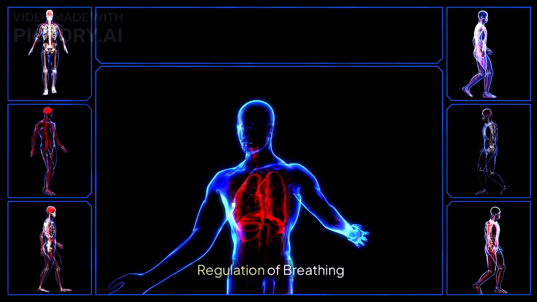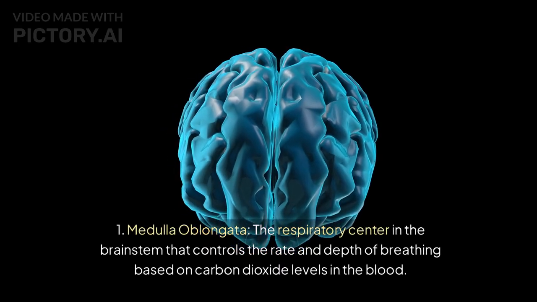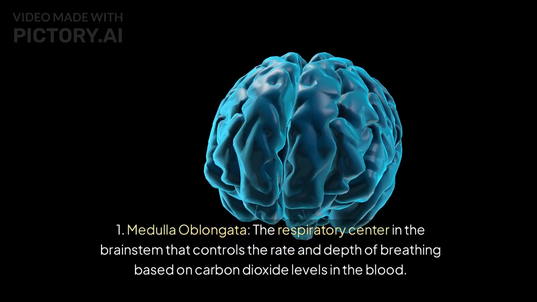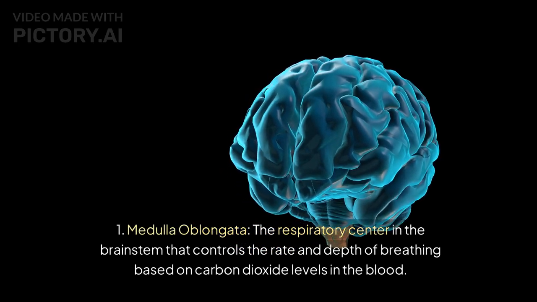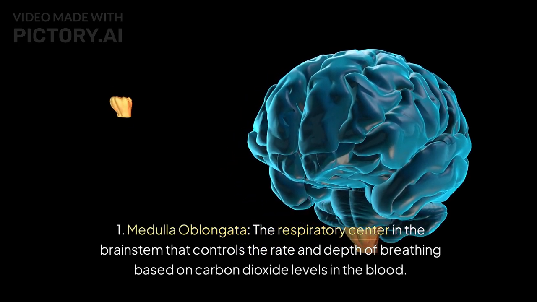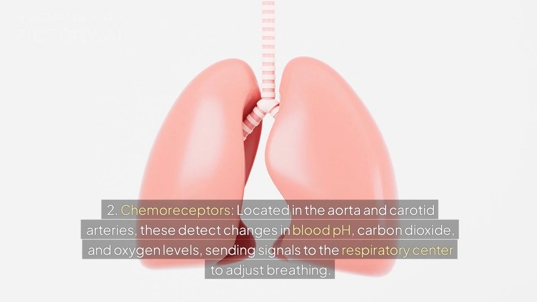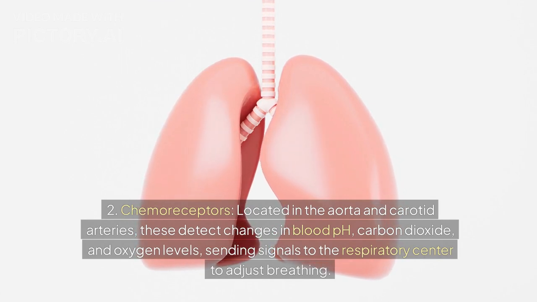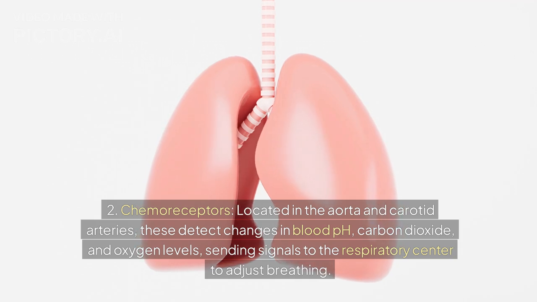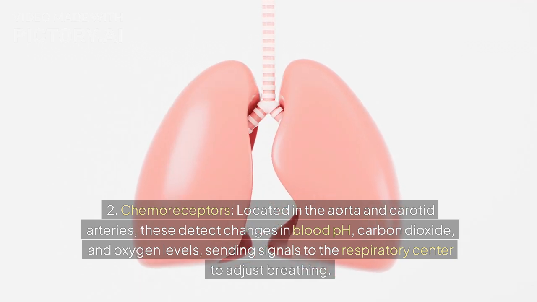Regulation of breathing. 1. Medulla oblongata. The respiratory center in the brainstem that controls the rate and depth of breathing based on carbon dioxide levels in the blood. 2. Chemoreceptors. Located in the aorta and carotid arteries, these detect changes in blood pH, carbon dioxide, and oxygen levels, sending signals to the respiratory center to adjust breathing.